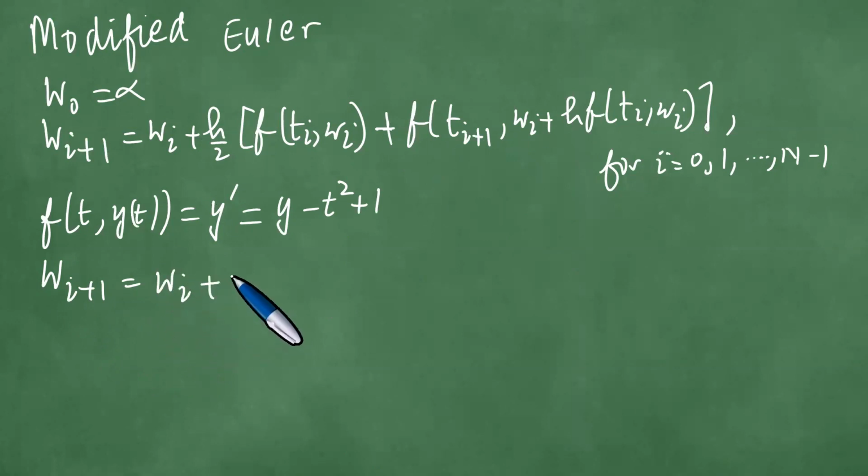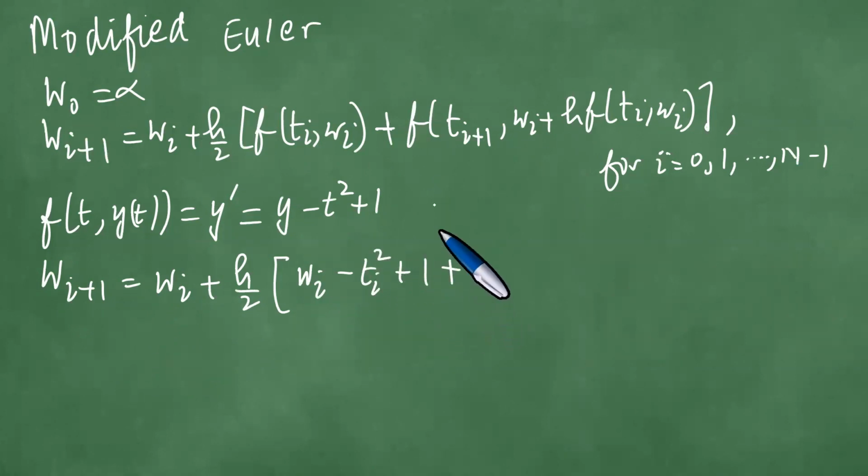So which means it's Wi plus h over 2. Now we have f of ti, wi from this. So which means the y becomes the wi, the t becomes ti, squared plus 1, plus then we come to this one. Right, so for this one, we use the same function, but we know that t becomes ti plus 1. So here, for example, in the y, what does y become? Y becomes this.